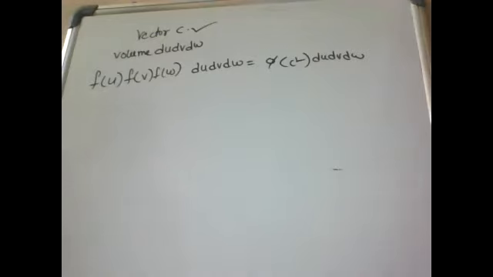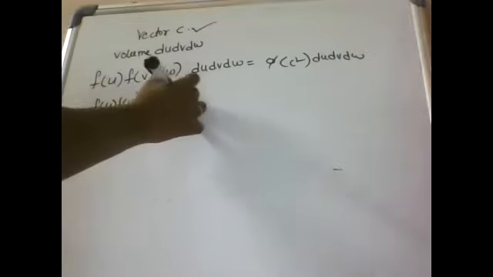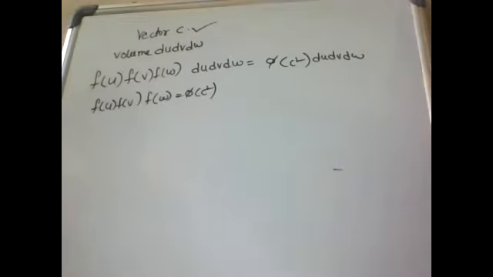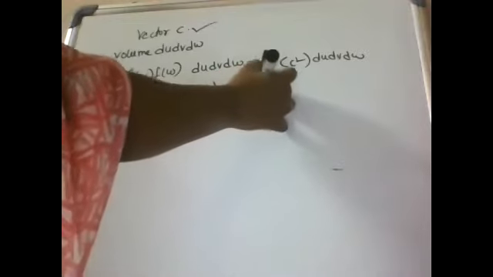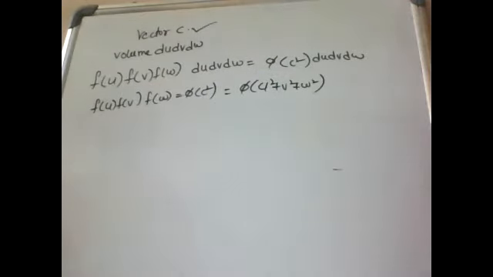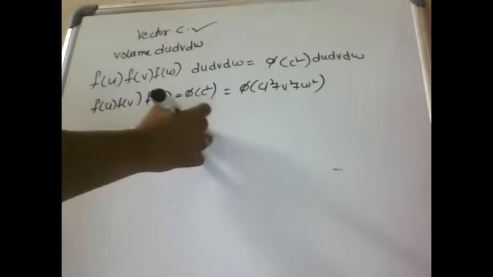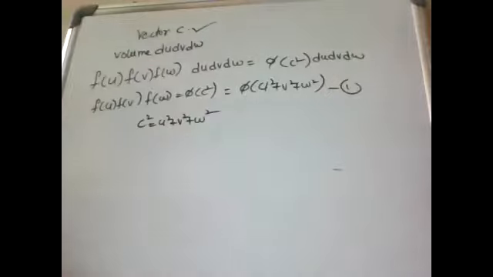The probability, if we write it in other terms, then we can get f(u) f(v) f(w) du dv dw equal to φ(c²) du dv dw. Next, from this equation we can write f(u) f(v) f(w) equal to φ(c²). In place of c² we can write u² + v² + w², because c² equals u² + v² + w². This is equation 1.